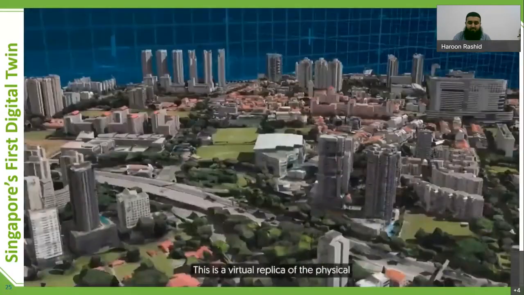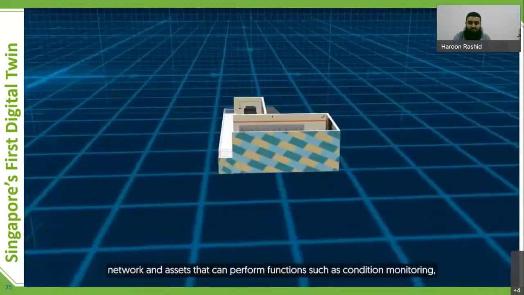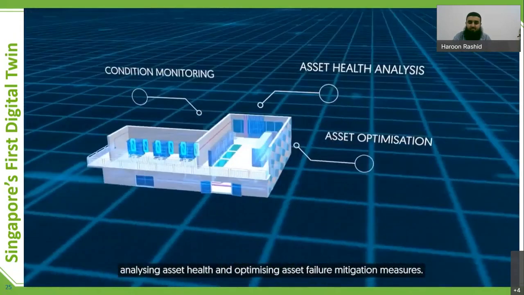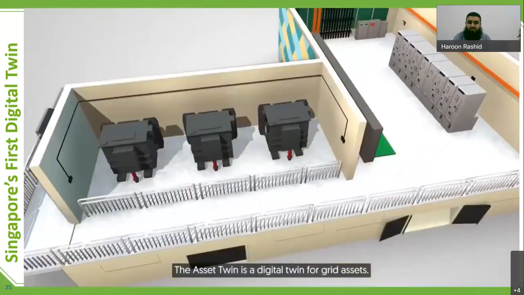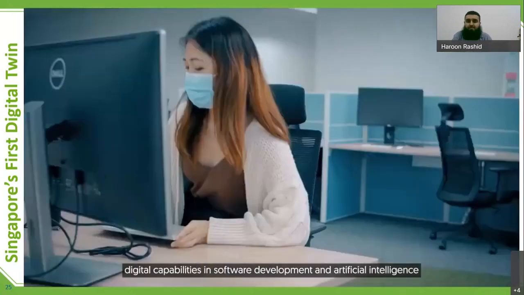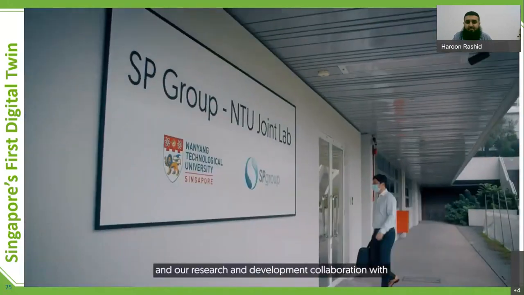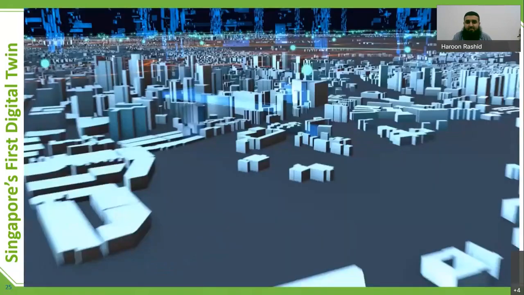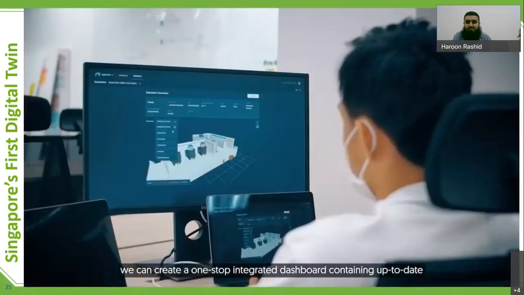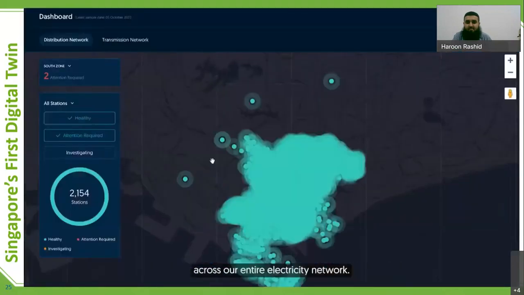This is a virtual replica of the physical network and assets that can perform functions such as condition monitoring, analyzing asset health, and optimizing asset failure mitigation measures. The asset twin is a digital twin for grid assets. This is created through SP's in-house digital capabilities in software development and artificial intelligence, and our research and development collaboration with Nanyang Technological University. With the asset twin, we can create a one-stop integrated dashboard containing up-to-date information of all distribution assets of over 11,000 substations across our entire electricity network.